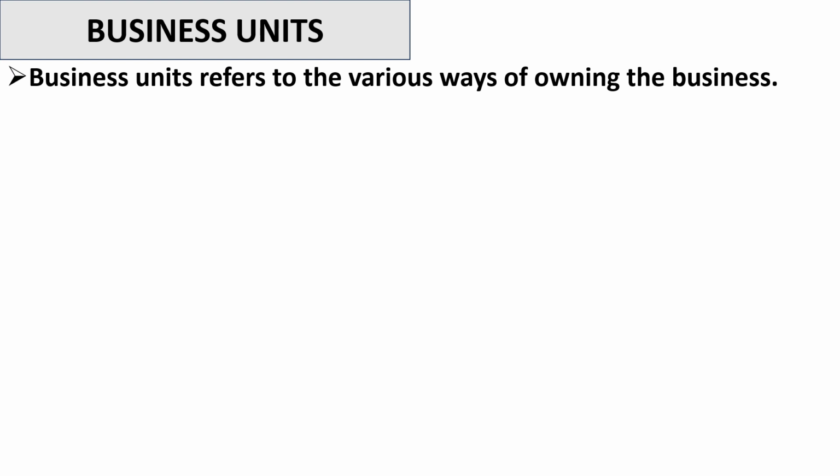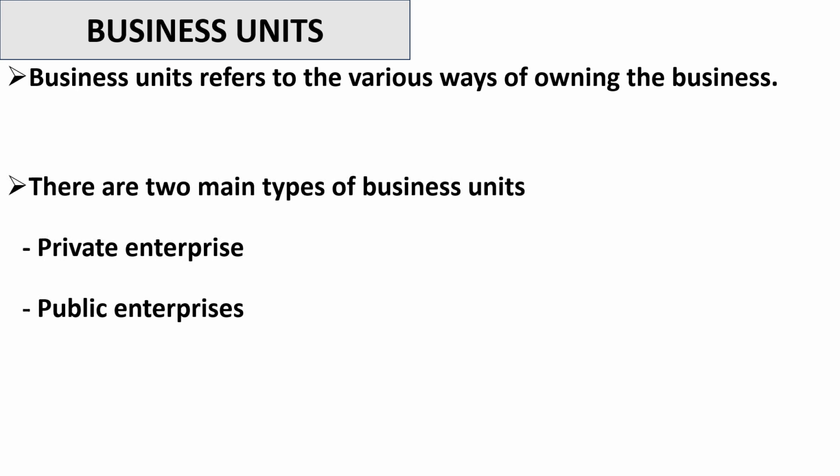The term we use for that is private. So the business can be owned by the government or the private sector. These are different ways in which a business can be owned. There are two main categories of business units: private enterprise and public enterprise. Let's understand what each of these is.